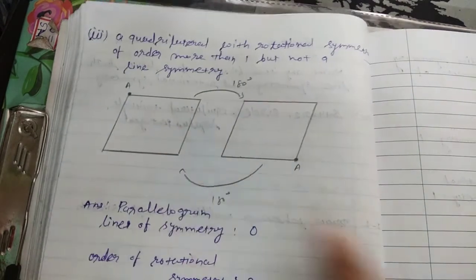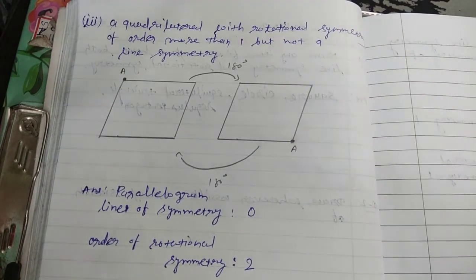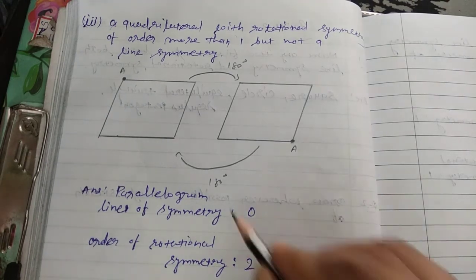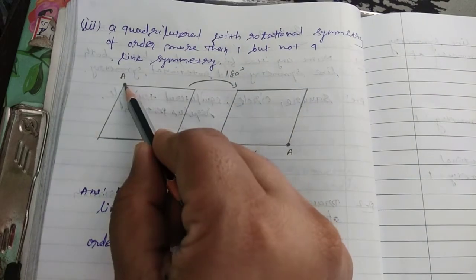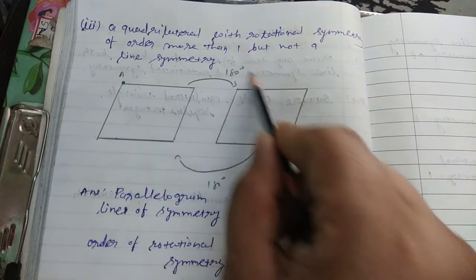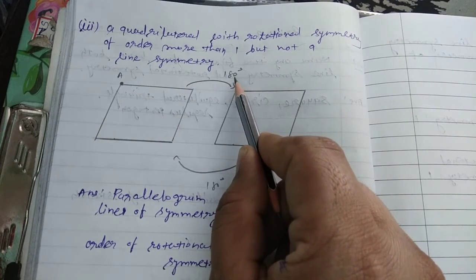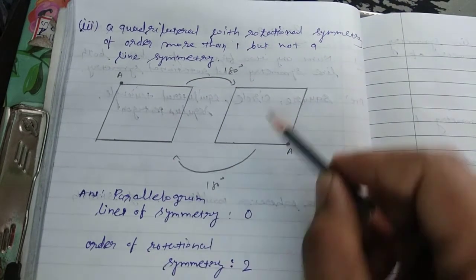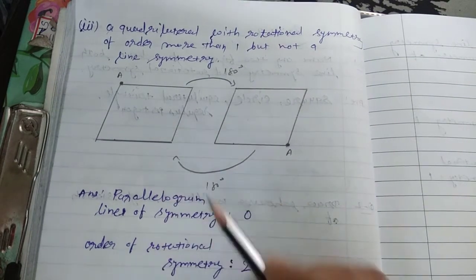So if we take a parallelogram, we get an order of rotational symmetry which is more than 1, which is 2. Here, this is a parallelogram. We can take one point A. When we rotate this parallelogram by 180 degrees in a clockwise direction, we get this shape. A comes here and these two shapes look exactly the same.